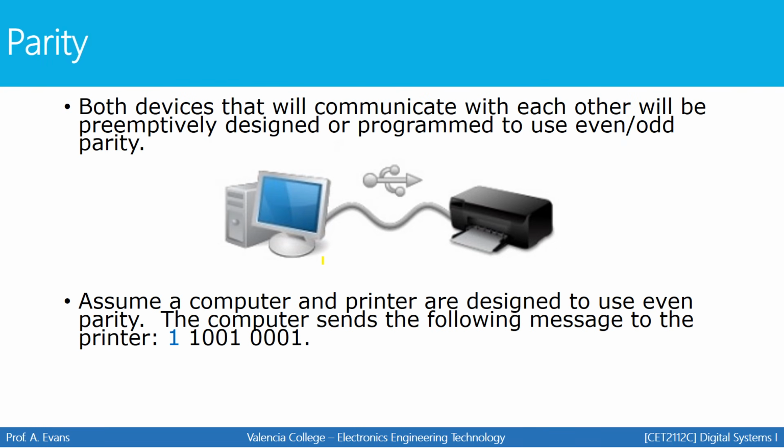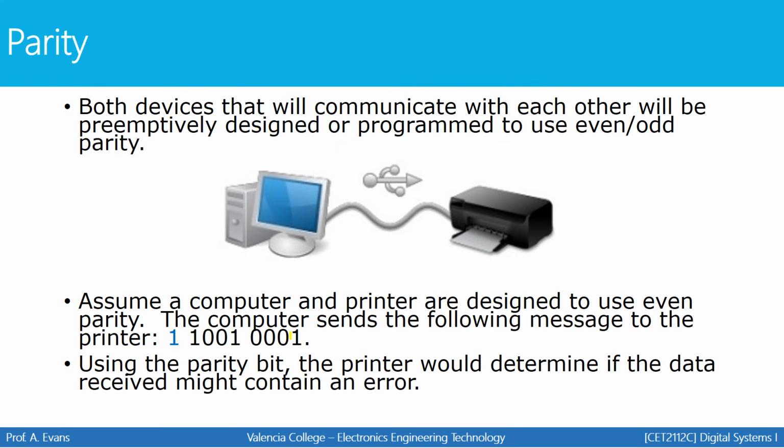So assume that a computer and a printer are designed to use even parity. The computer sends the following message to the printer. If we count the number of ones in the message, we see there are 1, 2, 3, 4 ones. That's the message that was sent, even parity, even number of ones. Let's say that the printer receives the message. The printer would determine if the data received might contain an error by looking at the number of ones and expecting it to be an even number.